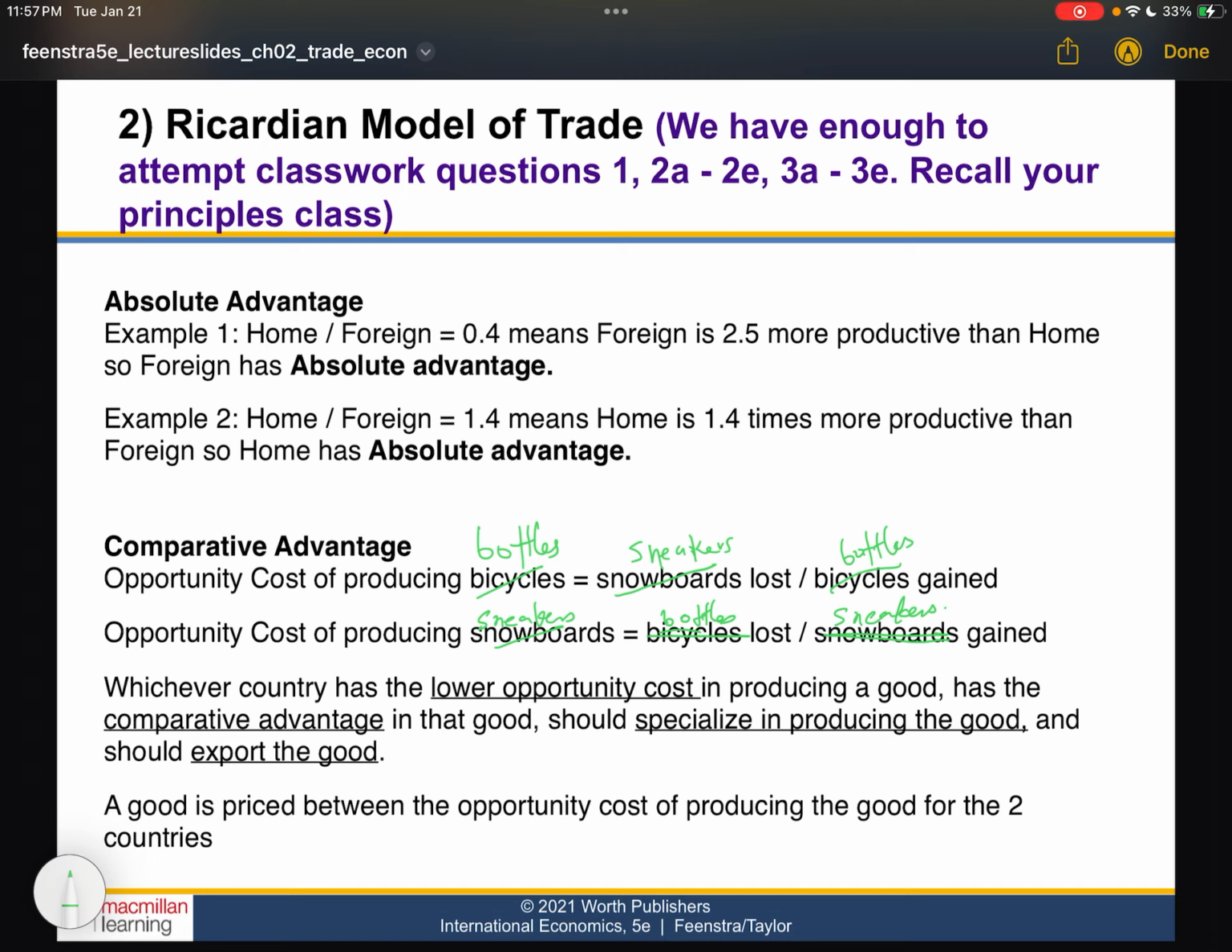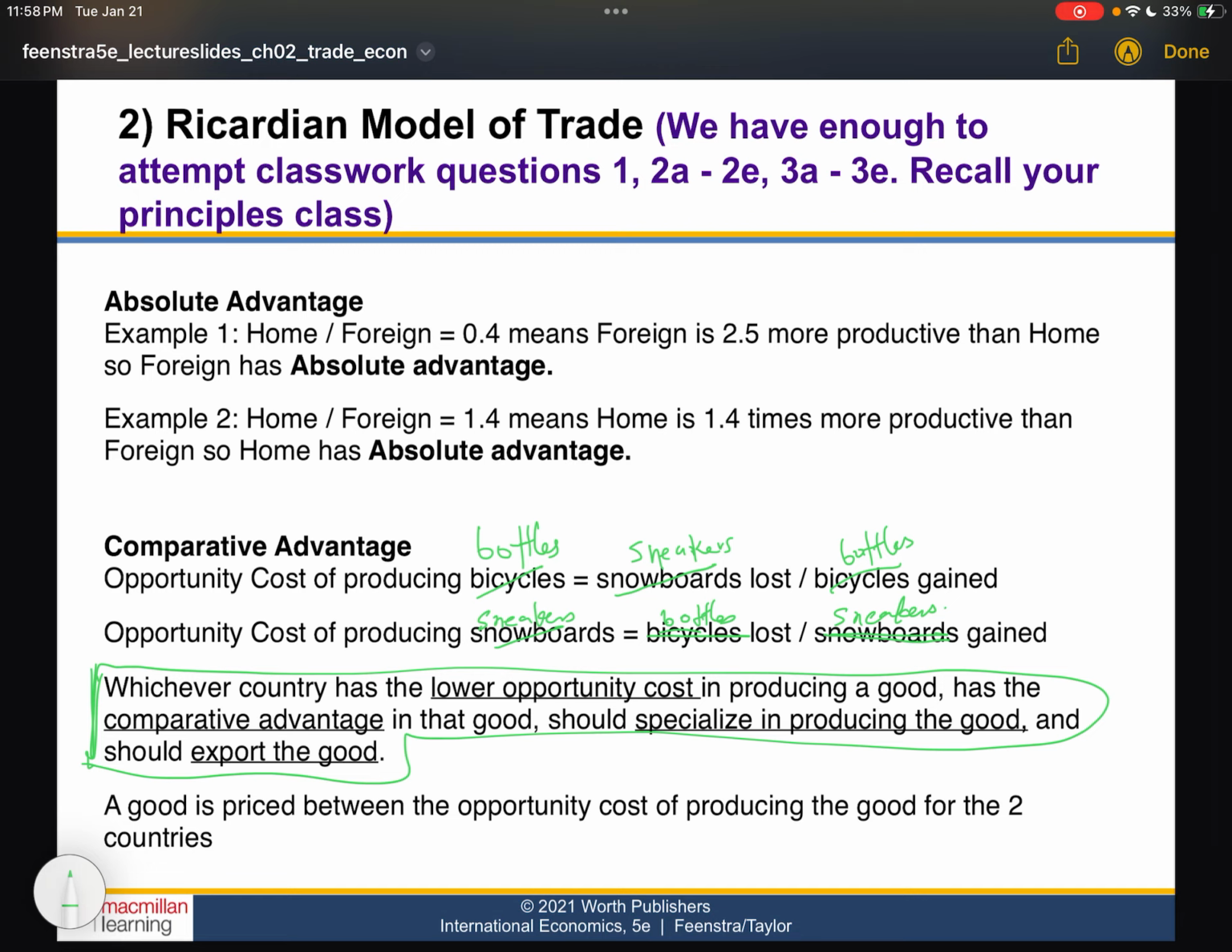So we saw this last time. The opportunity cost of producing bottles will be sneakers lost over bottles gained. Opportunity cost of producing sneakers will be bottles lost over sneakers gained. We worked through that in the review, and hopefully you still remember. Now, we saw that whichever country had the lower opportunity cost in producing a good would have comparative advantage in that good, and should specialize in producing the good, and should export the good. This is a very important bit of information. You should not forget that, because it will make working through the second classwork quite easy.